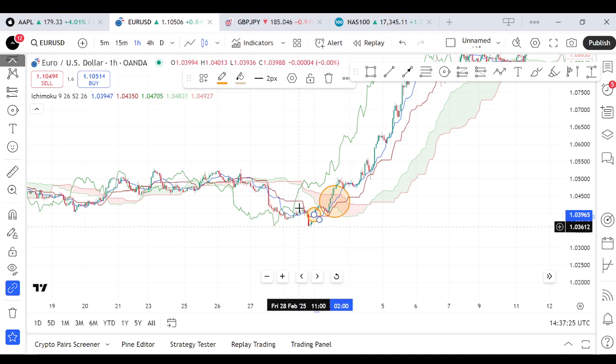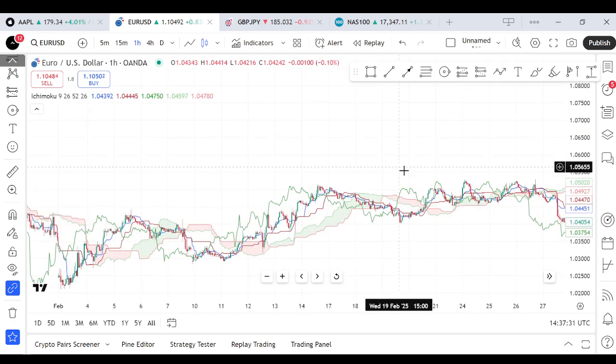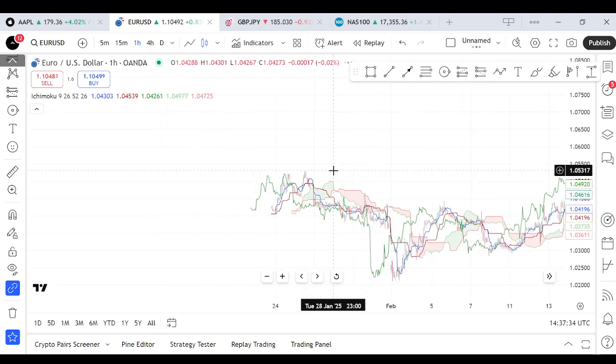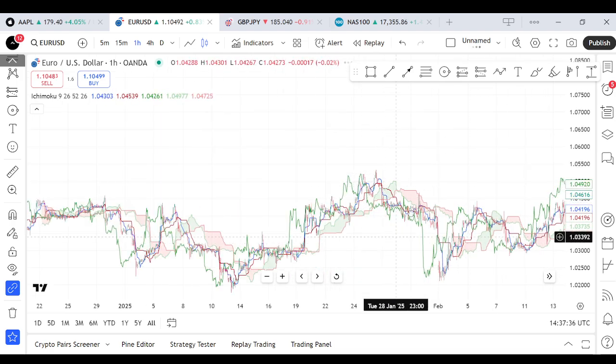For bearish signals, the baseline should cross above the conversion line and we should be looking to sell. Look for a similar bearish signal just as we have for the bullish.